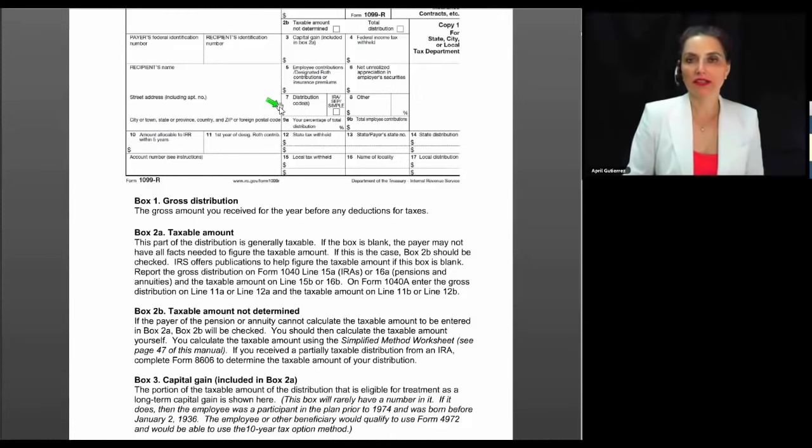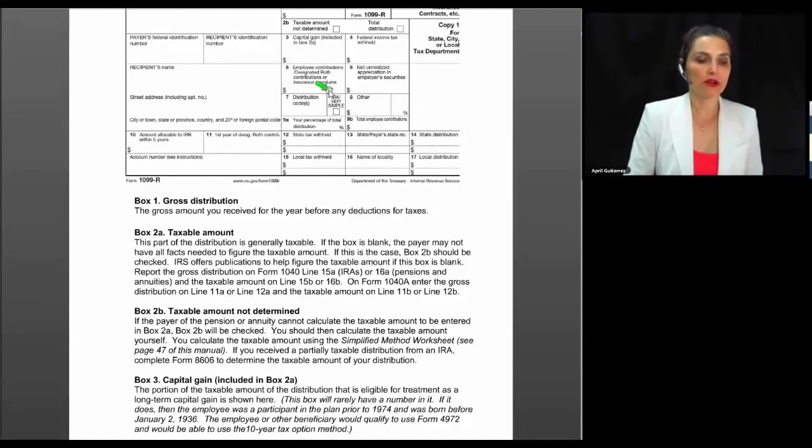Distribution codes, Box 7. Distribution codes are important, and you should know the most common ones. They should be in your head so that you know what they are. They're Code 1, Code 2, Code 4, Code 7, Code L. When I flash those off, do they have a meaning to you? Because they should, because they come up all the time. So the code tells you what kind of distribution this was and how to treat it on the tax return.